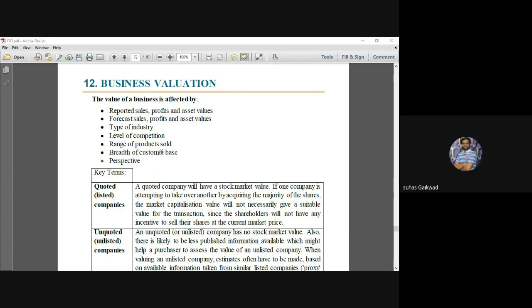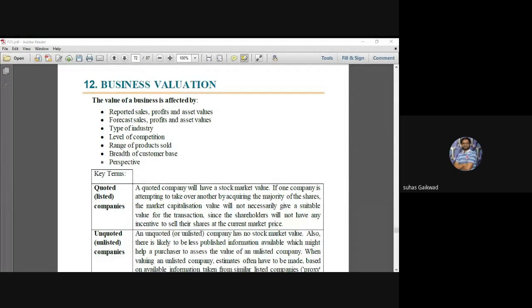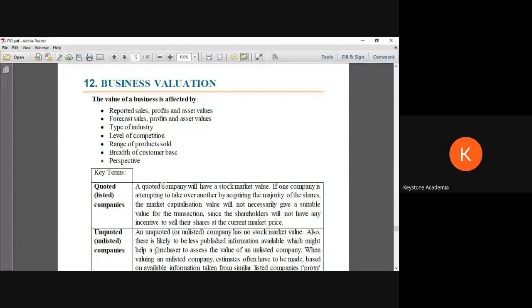Brand value, are we missing that in this list? Maybe how reputed you are in the market, and then it depends. Yes, you're right. Brand value, goodwill, basically all the intangibles also. The list can go on and on.